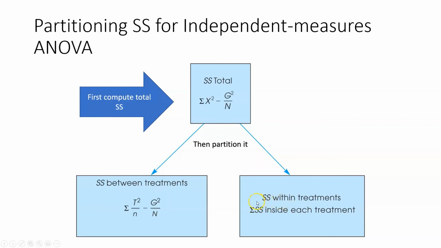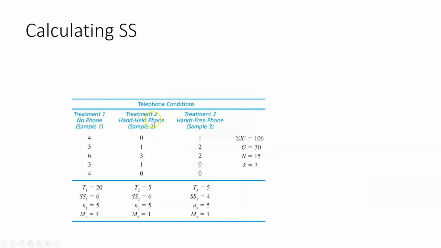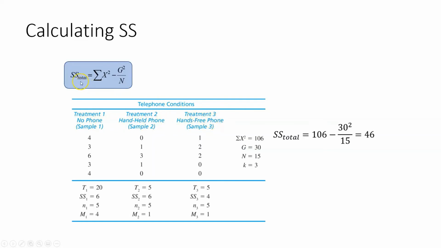So let's work through an example. Here we've got our same condition that we talked about before, our same experiment, where we have no phone, a handheld phone, and a hands-free phone. In order to compute the sum of squares total, we follow this formula. That's the sum of x squared minus g squared over big N. If we plug in these values, the sum of x squared is 106. We put that right here. For g, we find 30, and we put it right here. And for big N, we have that here, and we put it there. So 106 minus 30 squared over 15, and that equals 46.